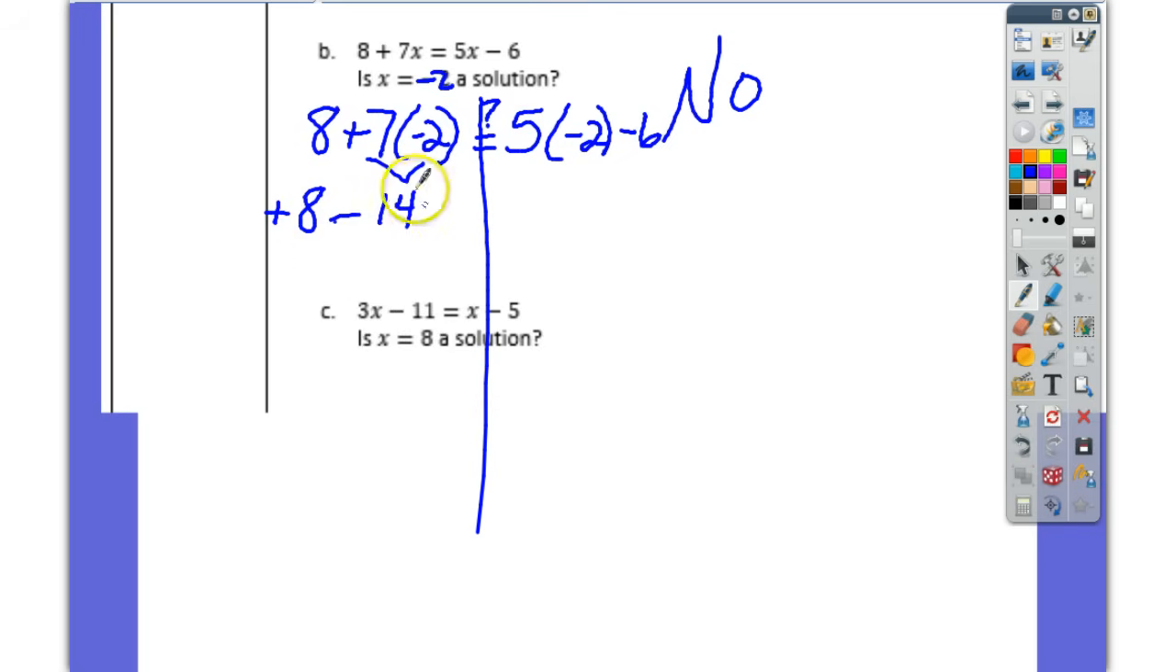Who wins? Negative, by how many? 6. Does that equal what's 5 times a negative 2? Negative 10, minus 6. Bring down your minus 6. Fight or unite? Unite. And I get negative 16. So no, that does not equal. That is not a solution. All right, let's skip ahead.